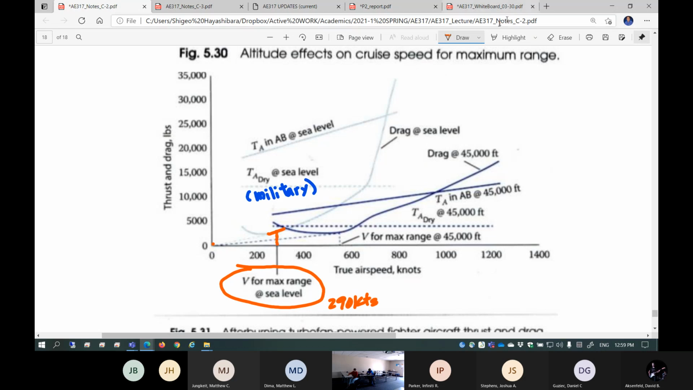Okay, so this is sea level, but at 45,000 feet, this is changed. This is the 45,000 feet drag, or thrust required. This is the thrust available with afterburner at 45,000 feet. This is the thrust available without afterburner at 45,000 feet. You're going to once again draw a straight line, touching right here. Here we go. This is the airspeed for maximum range at 45,000 feet. What's the value? 550? I don't know. 550 knots. Ooh. What do you mean by that? By flying at 45,000 feet, the range is, whoa, about double. Isn't that right?